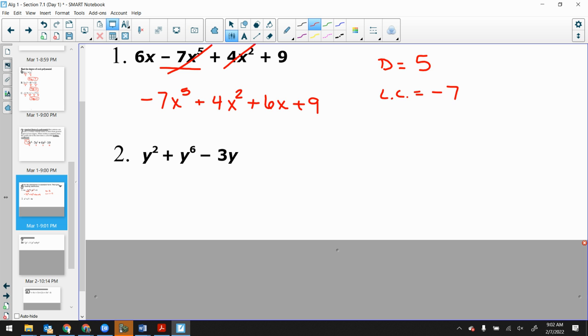Let's do that same thing again. What's my first term here? Danielle? Be careful. Highest power. Not smallest, biggest power. Y to the 6th. Then I can put my y squared. Then I can put my minus 3y. So what's the degree of this thing? 6. My degree is 6. My leading coefficient?